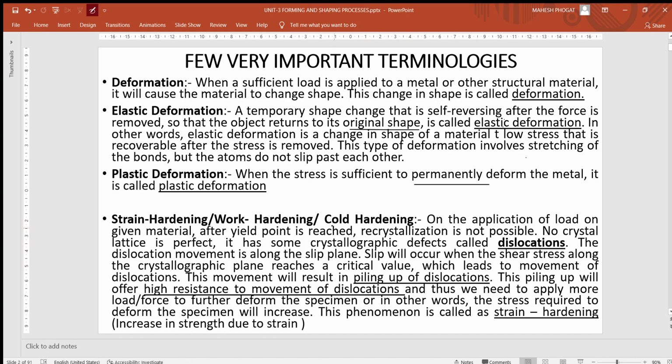It is also called cold hardening. The reason is that it is done at room temperature. Whenever at room temperature you are applying force beyond the yield point, the dislocations, which are available in every material, will pile up and start offering high resistance towards the load you are applying. That's how, slowly and gradually, this piling up of dislocations will offer a very good strength to the material. This phenomenon is called strain hardening.